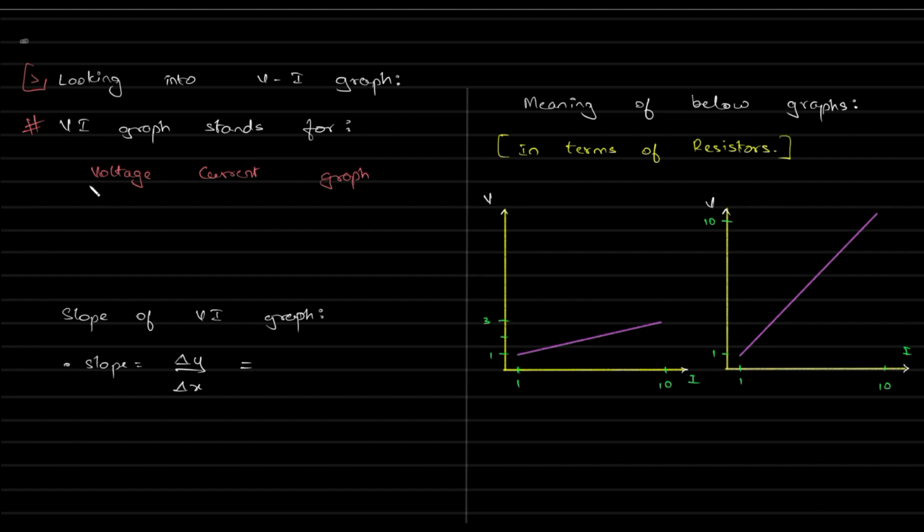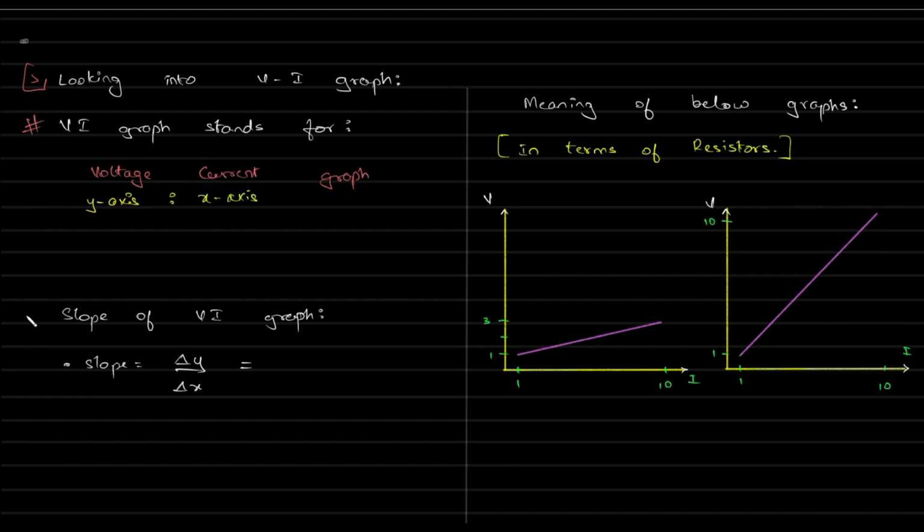So always remember, whatever comes in any graph name, whichever comes first, that is your y-axis. That's plotted against the y-axis, and the other one is plotted against the x-axis. So basically, VI graph.